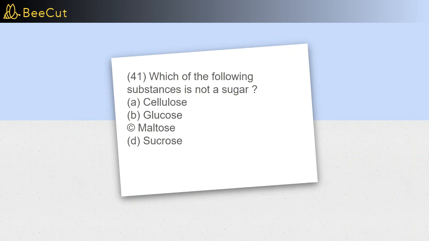41. Which of the following substances is not a sugar? A, cellulose; B, glucose; C, maltose; D, sucrose. A, cellulose, is not a sugar, it is a non-sugar.